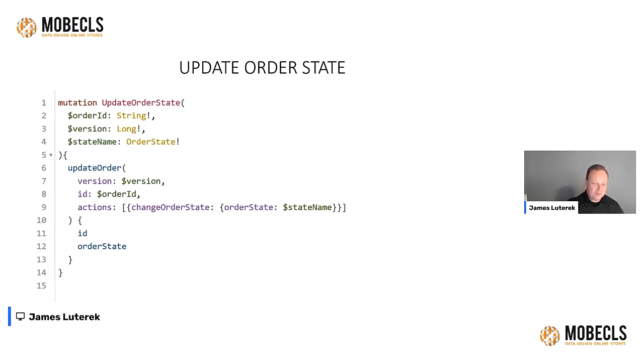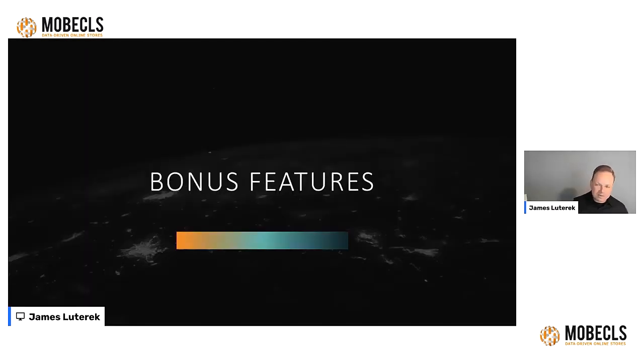And then with mutations, you also have the opportunity to ask for fields back. So here I'm saying, hey, after you make this change, can you send me back that order ID and that order state so that I know that it was applied successfully, and I can display that back to the user. So that's all pretty basic stuff on the GraphQL side.